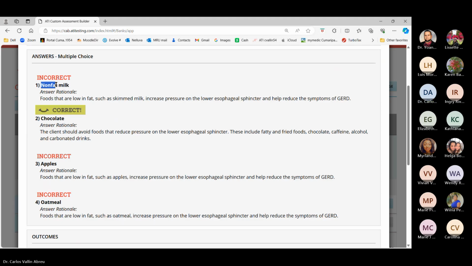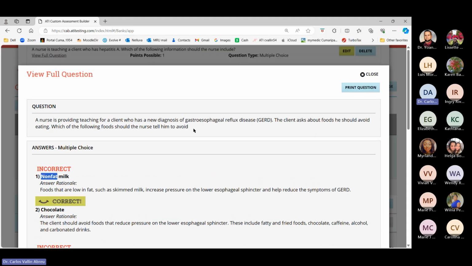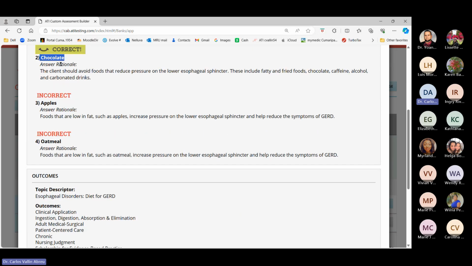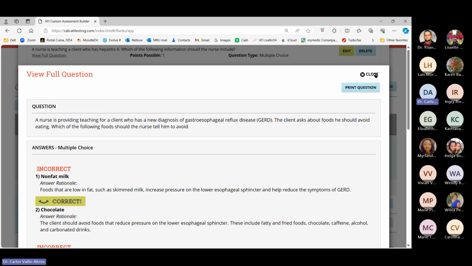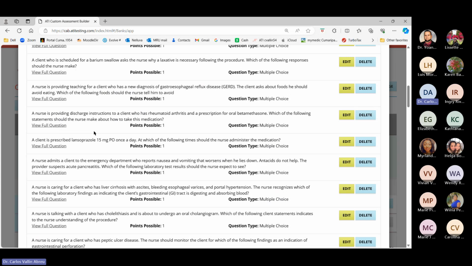Okay, they are asking the nurse to avoid. Okay, milk stimulates the production of acid, and should not be taken either. Okay, they say that even non-fat milk cannot be taken. Chocolate should be avoided because it has caffeine, so it's okay. Apples, no problems. Oatmeal, no problems. Okay, so chocolate is the answer to this question. Very good. Chocolate, caffeine, and tea should not be used in patients with GERD.